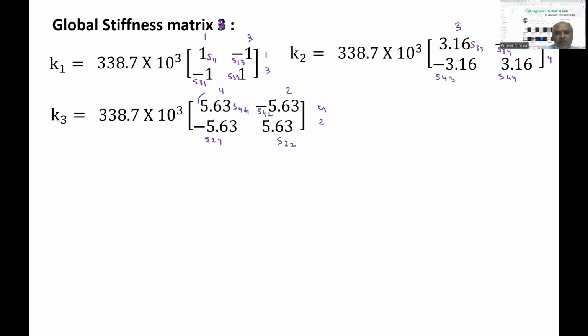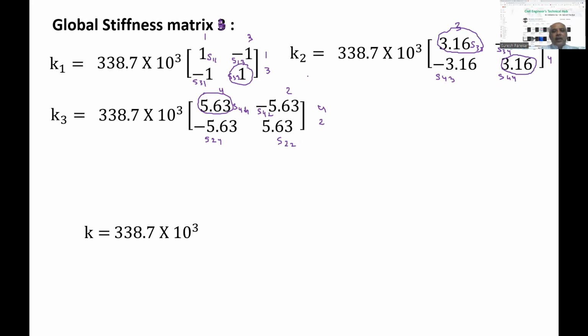So we have S4,4 this value, and S4,4 this value, so we have to add these. Similarly, we have S3,3 here, and then here also we have S3,3, so we have to add this value. And that will give me the global stiffness matrix.